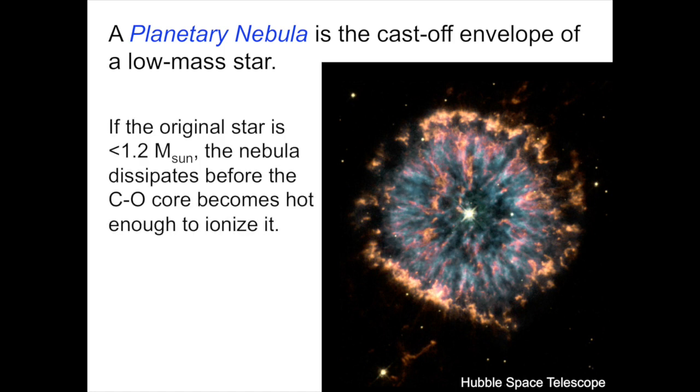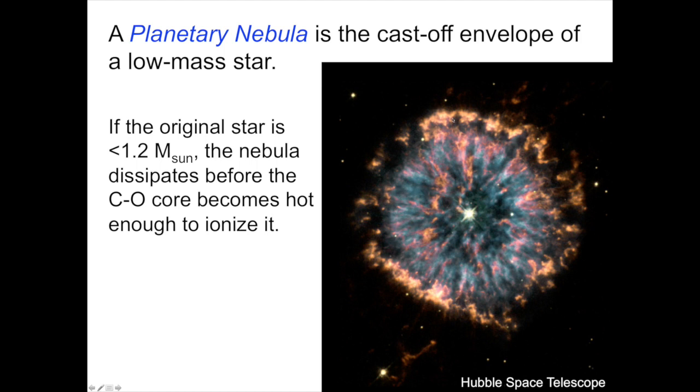If the original star was less than about 1.2 times the mass of the Sun, the nebula will actually dissipate before the carbon-oxygen core becomes hot enough to ionize and light it up. However, if the mass is greater than about 1.2 times the mass of the Sun, the gas cloud formed from this expanding envelope will be lit up and will appear as one of these beautiful planetary nebulae. These are some of the most beautiful objects in the nighttime sky.